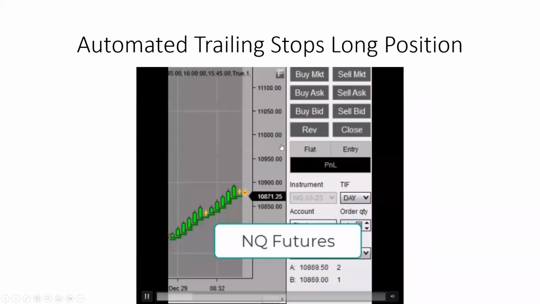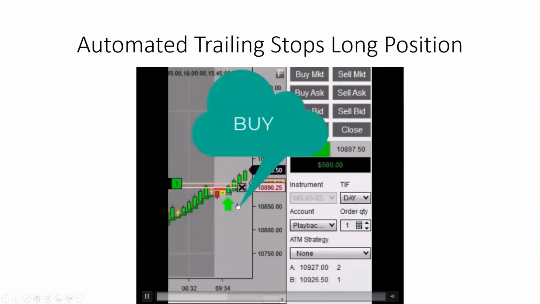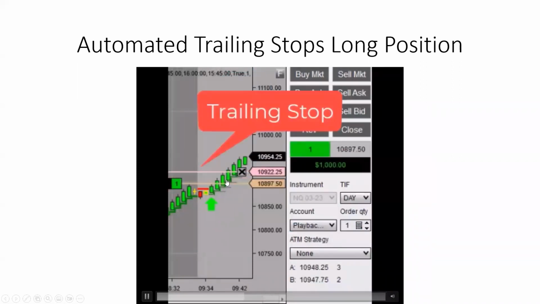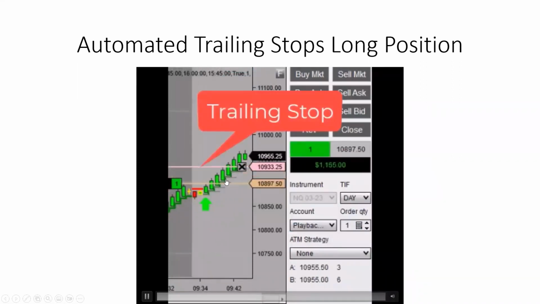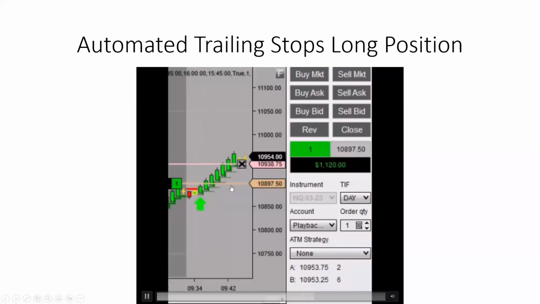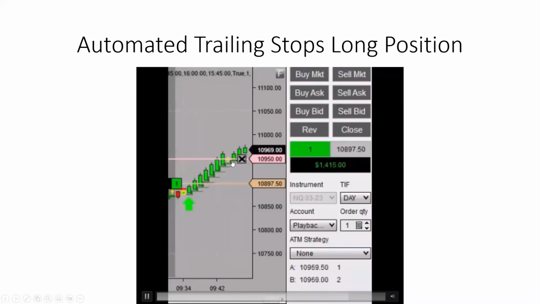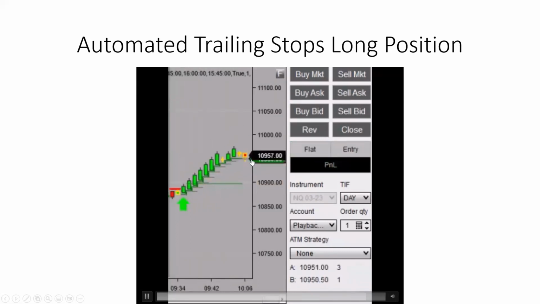All right, here's a chart on the NASDAQ futures. This is one from just a few days ago where we had a buy signal. You can see the trailing stop is attached to that green line. Here we consolidated, broke above the consolidation, but came back down and hit the trailing stop.